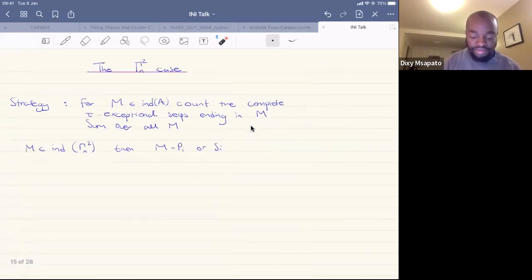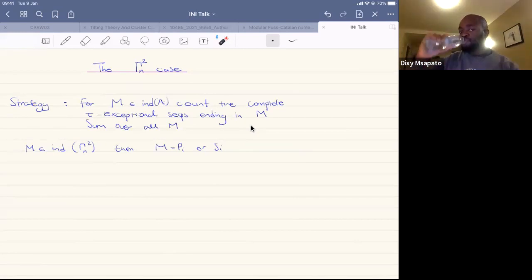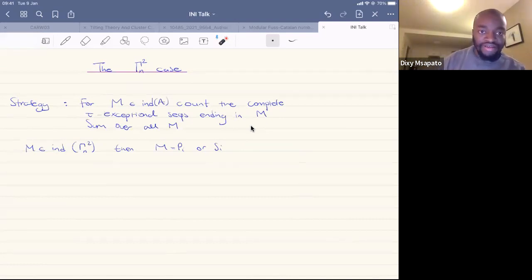So the first case we'll look at is going to be this Gamma_{n,2} case. So this is the linearly oriented case where we're quotienting out by the second power of the arrow ideal. And our strategy for counting is going to be quite simple, but it takes us a long way. So our strategy is as follows. For each indecomposable M, we're going to count the number of complete tau exceptional sequences ending in M. Then we're going to sum over all of the M's to get our end result. For Gamma_{n,2}, if M is indecomposable, then M is either going to be a projective at vertex i or a simple at vertex i. So there's only really two cases to consider, if you will.